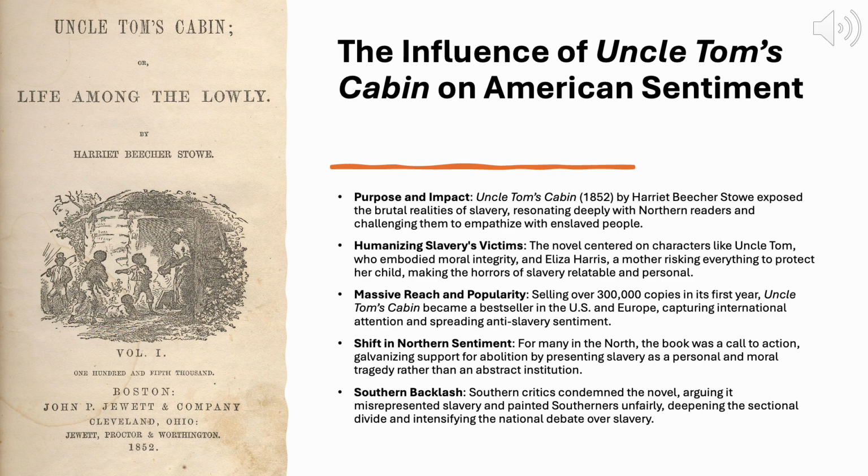Uncle Tom's Cabin demonstrated the power of literature to influence social attitudes and galvanize movements for justice. It framed the struggle against slavery as a moral imperative, embedding anti-slavery sentiment deeper into Northern culture and fostering a groundswell of support for abolition that would grow even more fervent in the years to come.